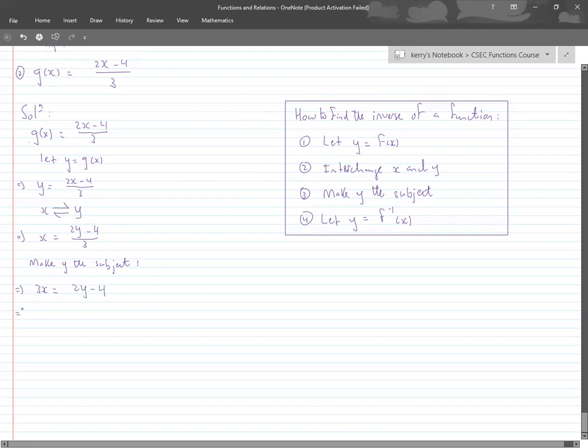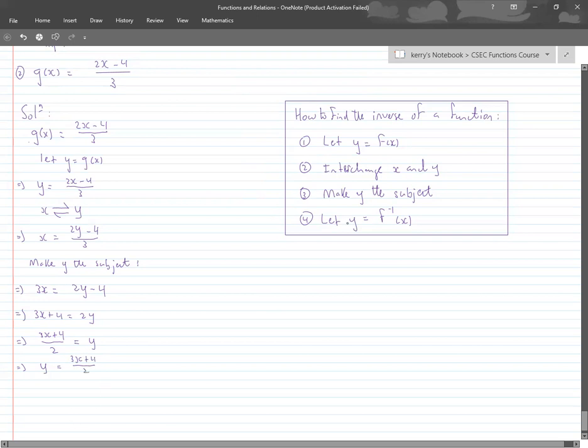Now, how do we make y the subject? This is 2y take away 4, so you add 4 to both sides. When you add 4 to this side, minus 4 and plus 4 cancel. So it gives you 3x plus 4 is equal to 2y. And then you divide both sides by 2 because you want to get y by itself. So this will give us 3x plus 4 all over 2 is equal to y. Just writing it a little bit more normally now, this will give us y is equal to 3x plus 4 all over 2.